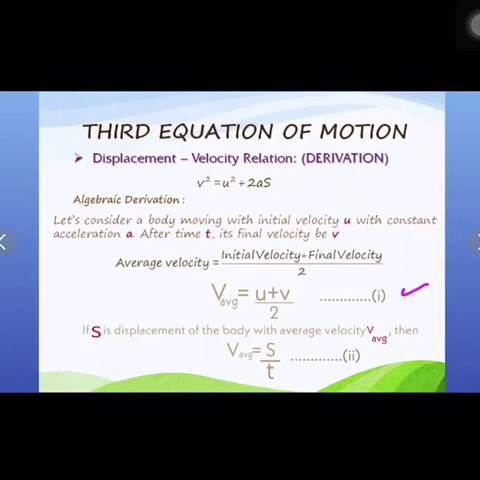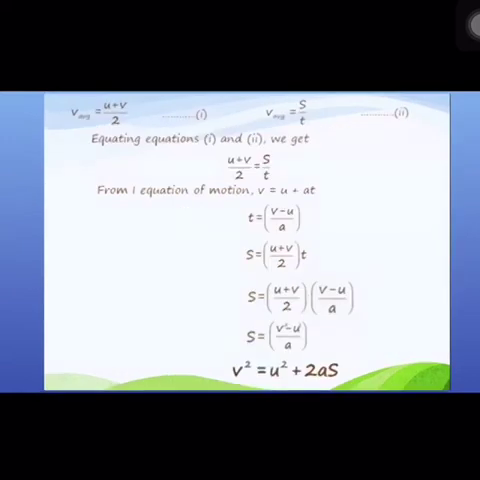And if s is the displacement of the body with average velocity, then average velocity can be written as total displacement upon total time, and you write this as equation number 2. Now equate both the equations, and you will get this equation again. Give this equation number 3, which is u plus v upon 2 is equal to s by t. So up to here, we have done the same steps as in our second equation of motion.